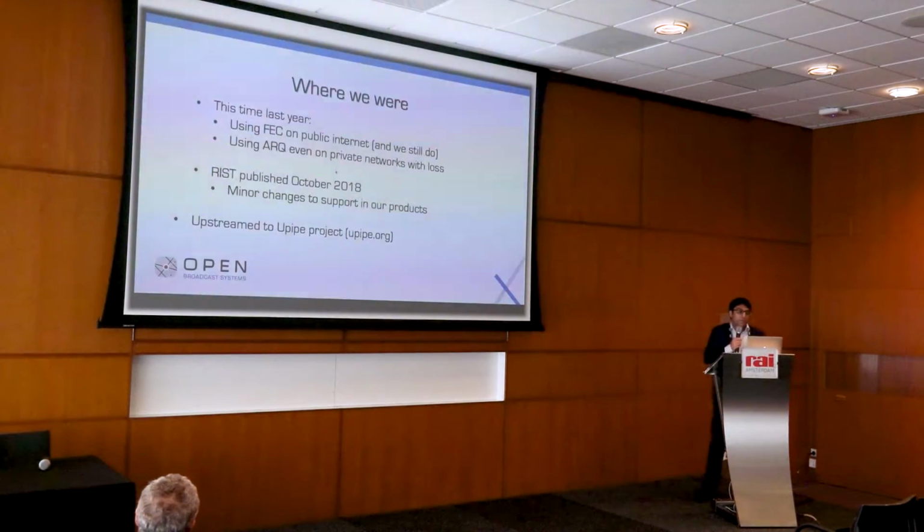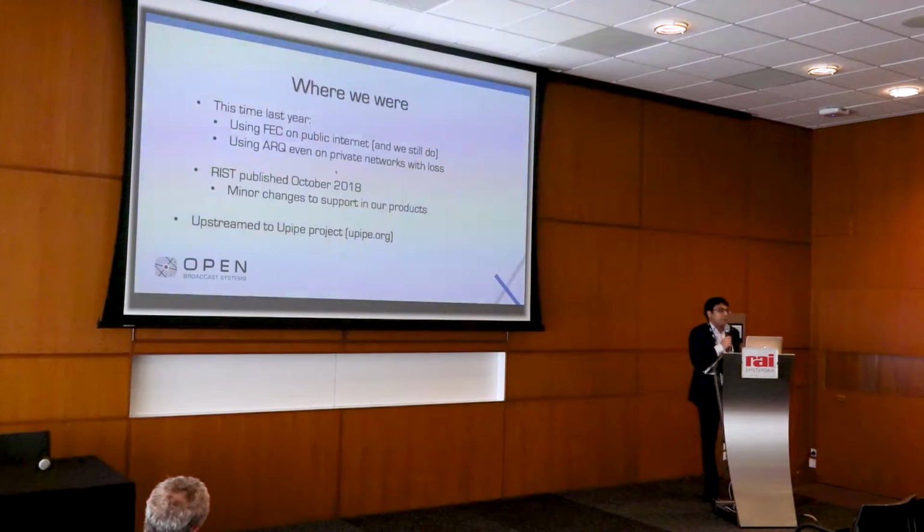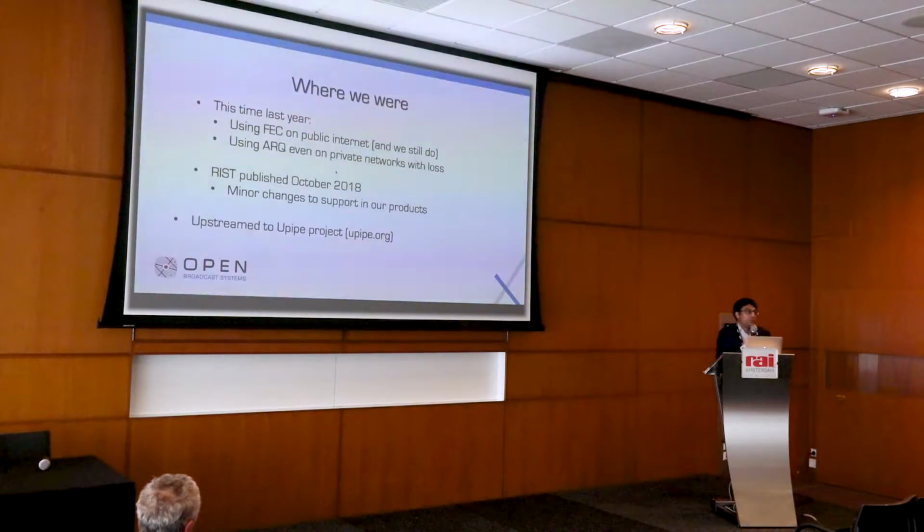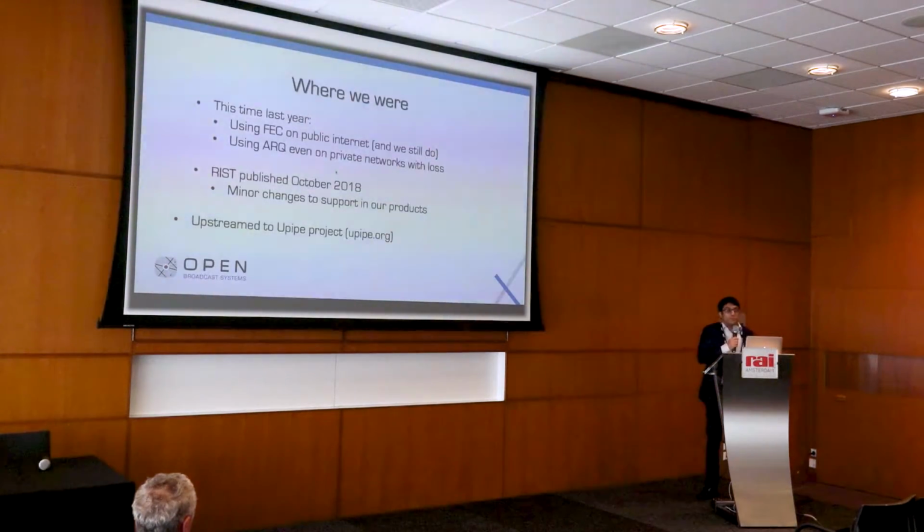So where we were this time last year, before RIST was published, we were using FEC on the public internet, and we still do across Europe. It's regularly used. And we had our own internal ARQ used across private leased lines that happened to be a bit lossy. RIST was published in October 2018, and it was a relatively straightforward change. I think there were some subtleties. You signaled retransmissions in a slightly different way to how we did. So it was a relatively small change.